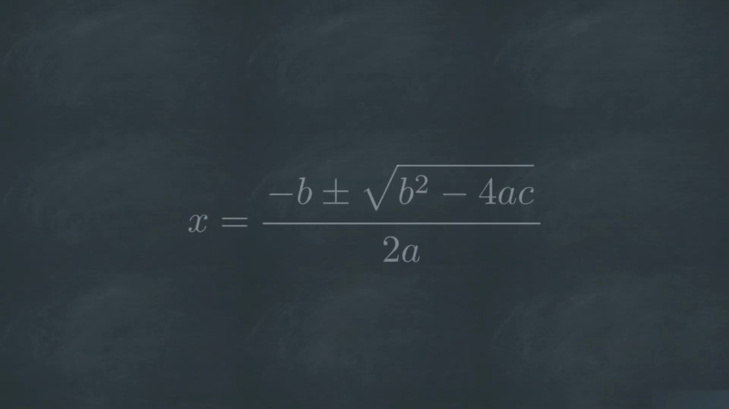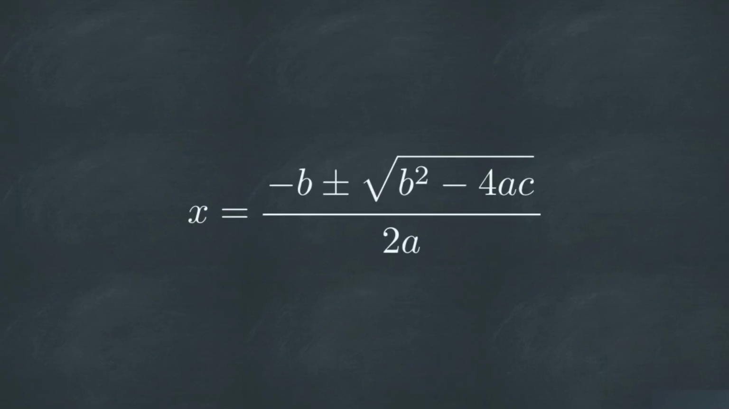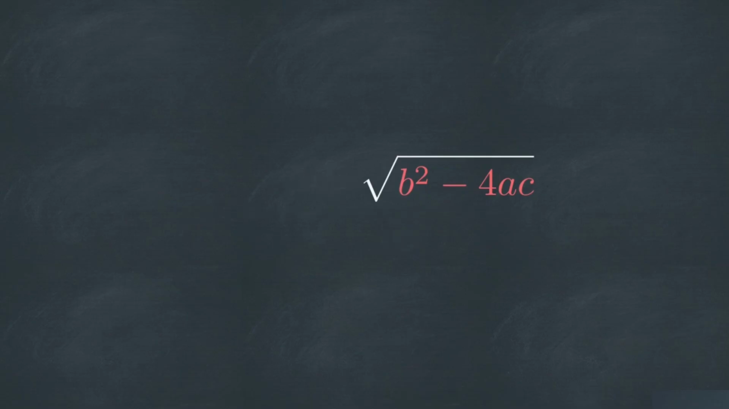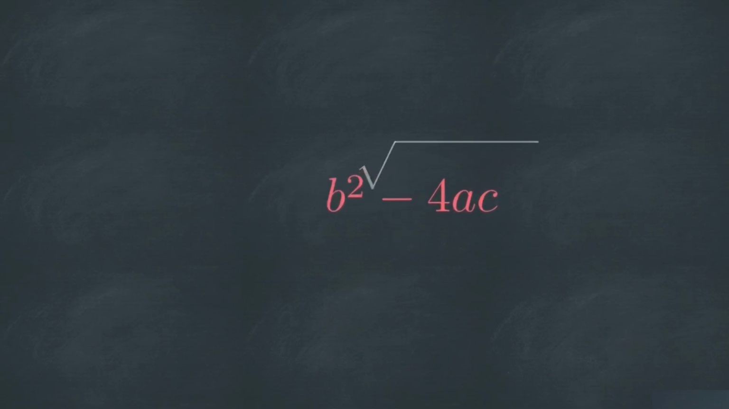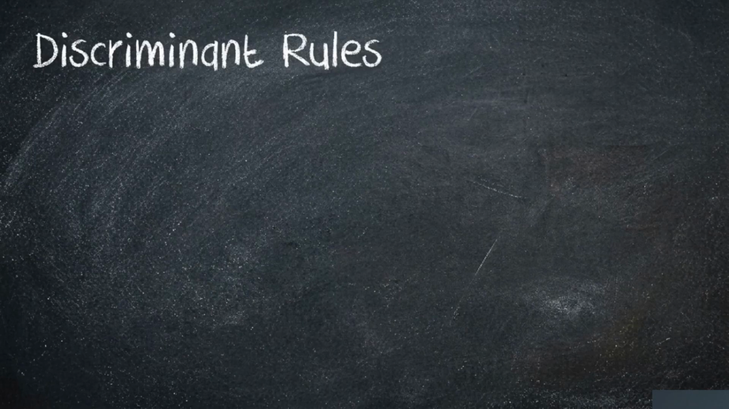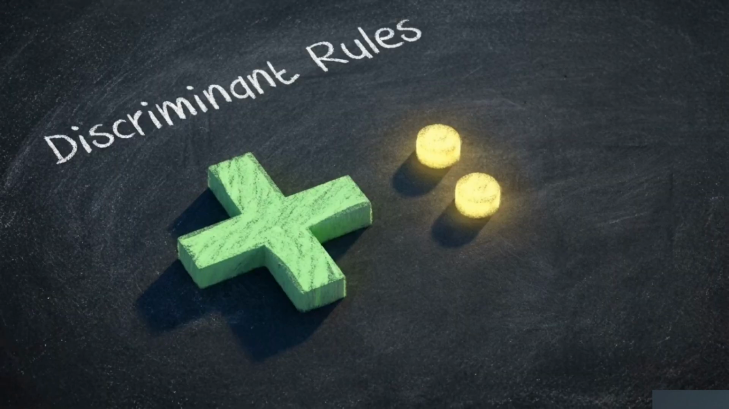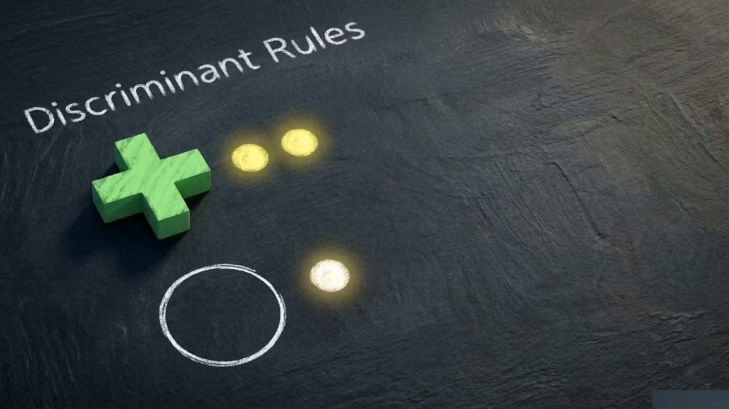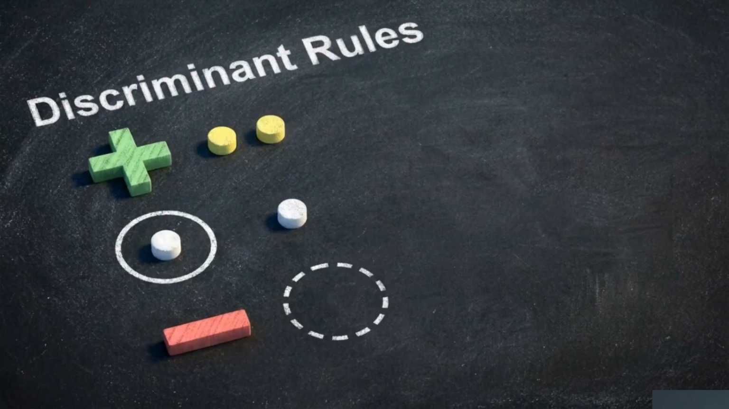Now we can bring in our shortcut, the discriminant formula. This is simply the b squared minus 4ac portion of the quadratic formula, the part that lives under the square root. The discriminant has 3 strict rules based on its outcome. If positive, you have 2 solutions. If it equals 0, 1 solution. And if negative, 0 real solutions.